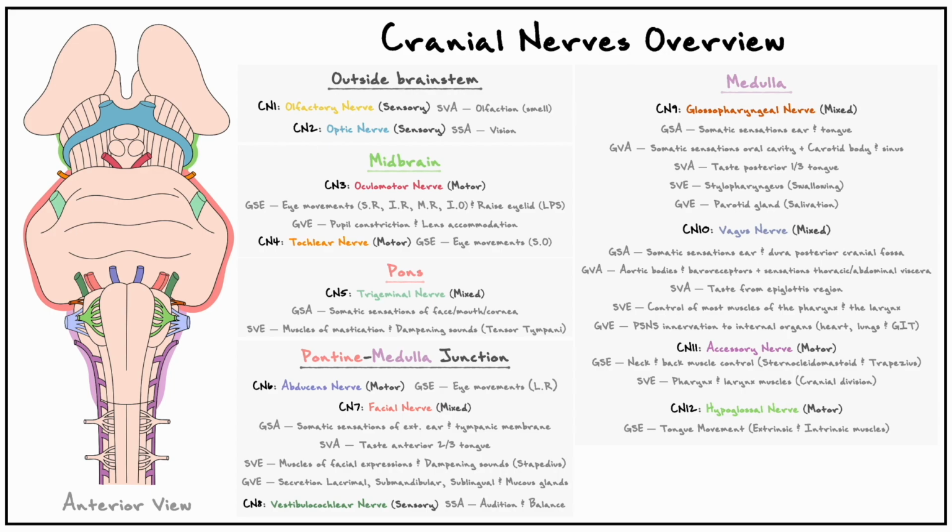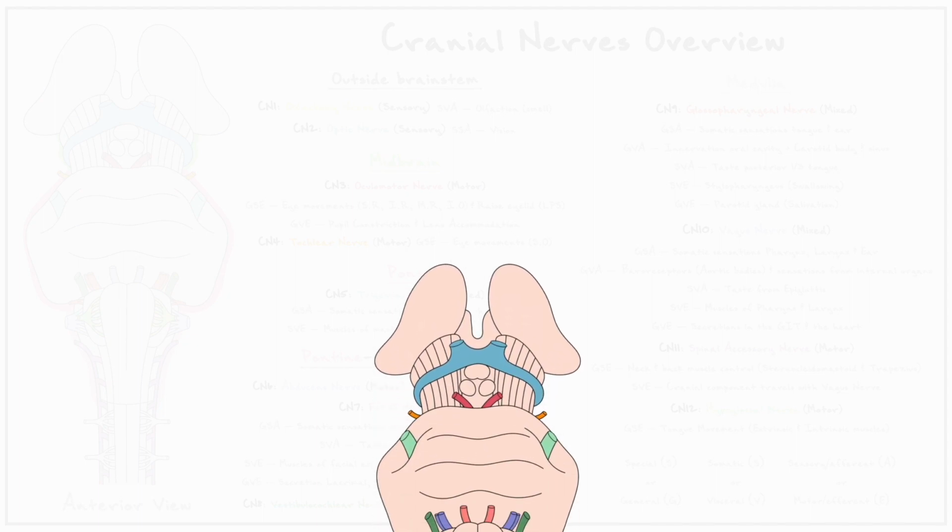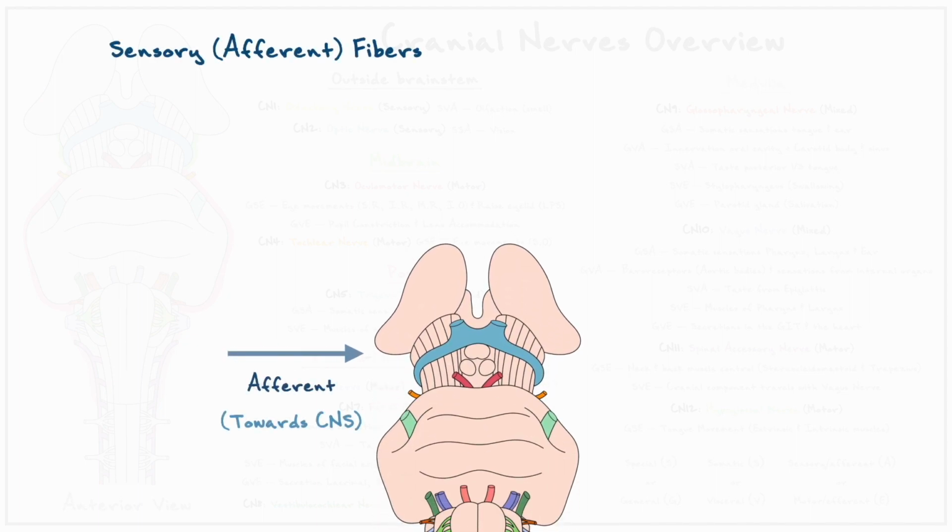Depending on where these fibers go or come from, they can be categorized in 7 different modalities that describe what type of information is being transmitted. The 7 different modalities are represented by the 3-letter abbreviations you see before each function. To understand what these abbreviations mean, recall that, generally speaking, the fibers entering the central nervous system, or in this case the brainstem, are called afferent fibers and carry sensory information.